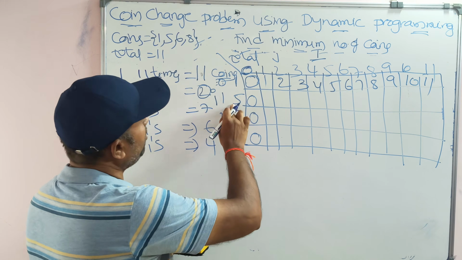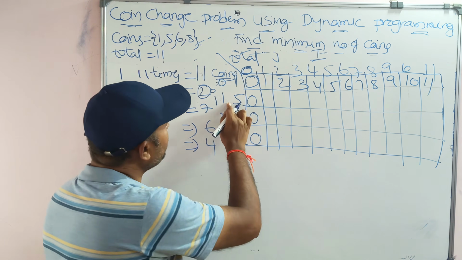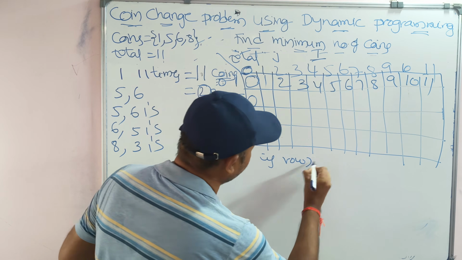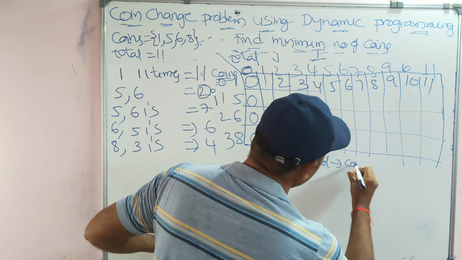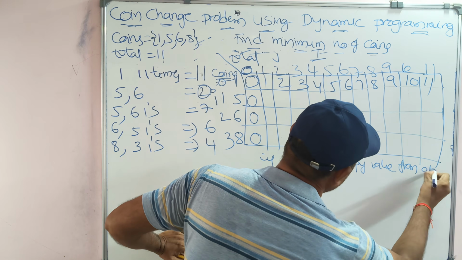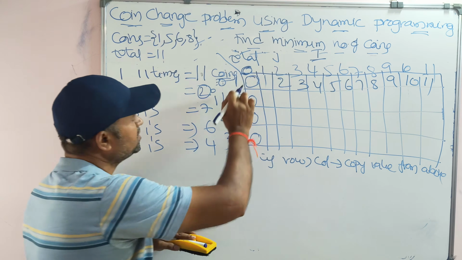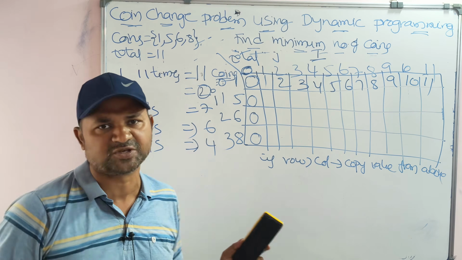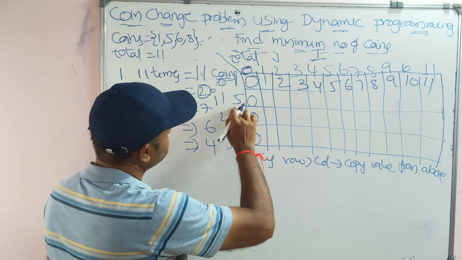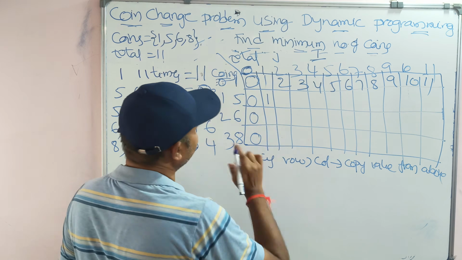Next, here we have 5 coin and total is 1. So here the row value is greater than the column value. If the row value is greater than the column value, then what we have to do is copy the value from above. Why? Because here we have to make a total of 1 using 5 coin, but it is not possible, because this row value is greater than the column. So simply copy the value. So 5 is greater than 1, so copy the value from above, 1. Next, 5 is greater than 2.